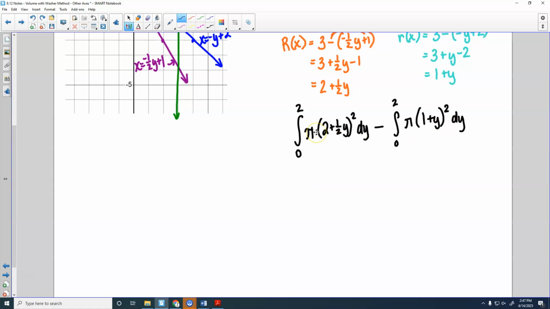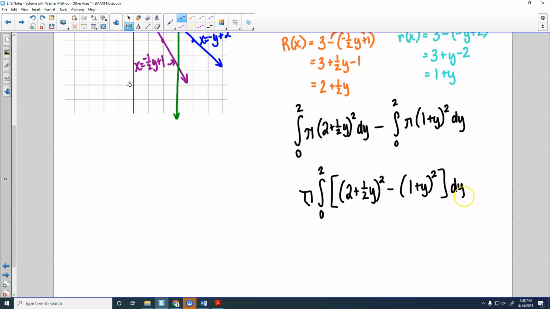But if it's a multiple choice question, a lot of times you'll see it look like this. You'll have pi integral from 0 to 2, and then you'll have outside radius, 2 plus 1/2 y squared, minus inside radius, 1 plus y squared. Put the dy out there on the end.